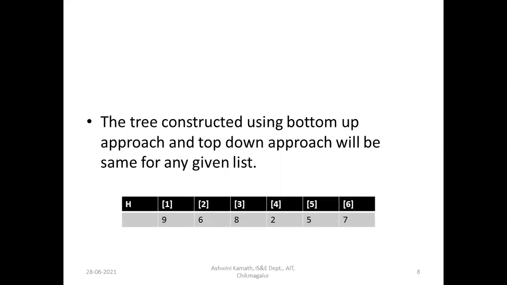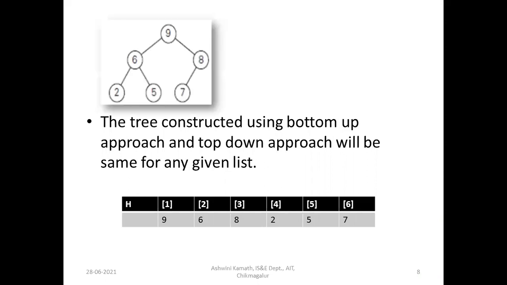So the tree constructed using the bottom-up approach and top-down approach will be the same for any given list. We have constructed 9, 6, 8, 2, 5, 7, right? This is the tree constructed using the bottom-up approach. This is the tree constructed using the top-down approach. You can compare these two. It is one and the same because we have used the same list, right?